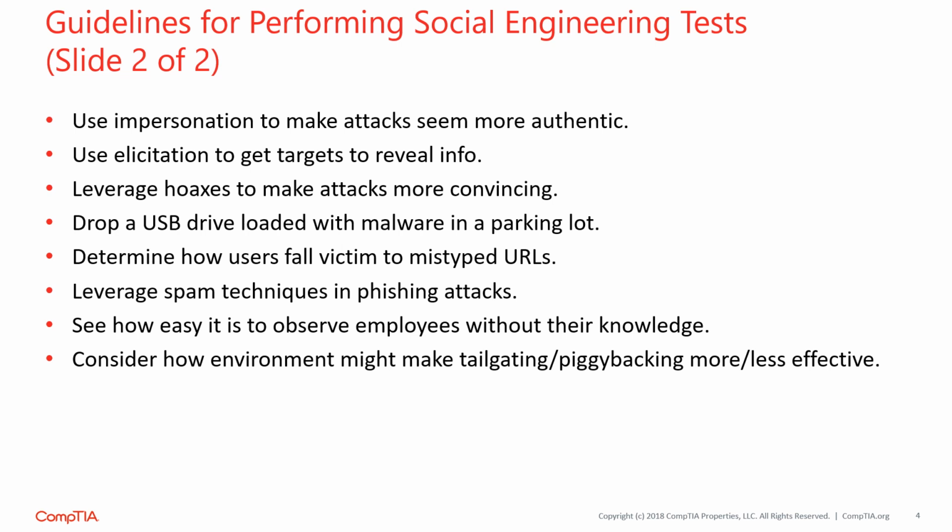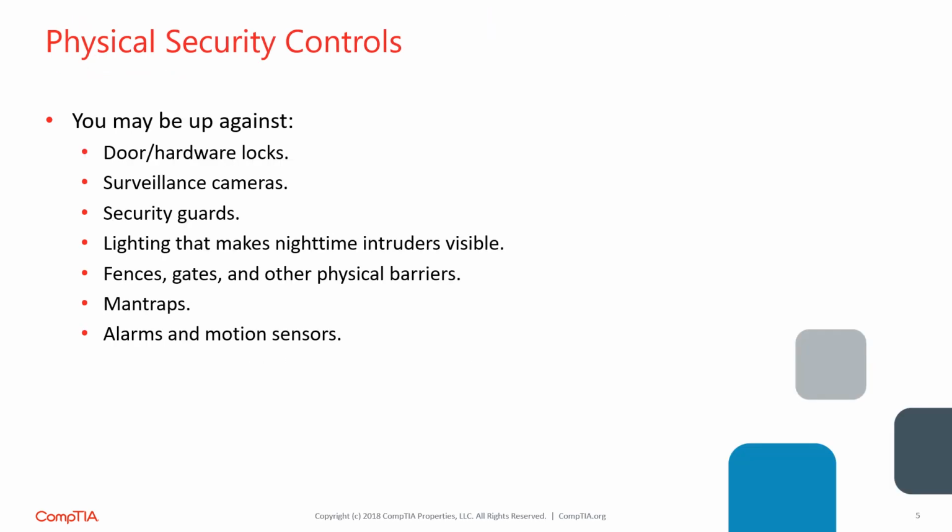We may also see how easy it is to observe employees without their knowledge and consider how environment might make tailgating or piggybacking more or less effective. An attacker, through physical means of an attack, may take pictures of restricted areas, proprietary devices, and internal vulnerabilities. It may steal devices, documents, and electronic data, or access restricted systems, or plant malicious devices such as keystroke loggers, or search for new targets.